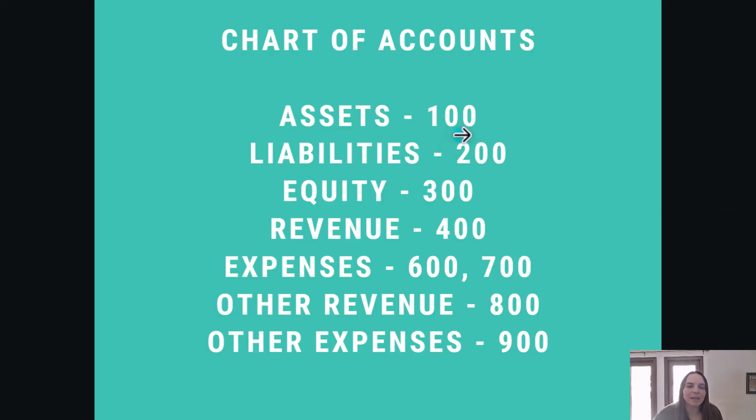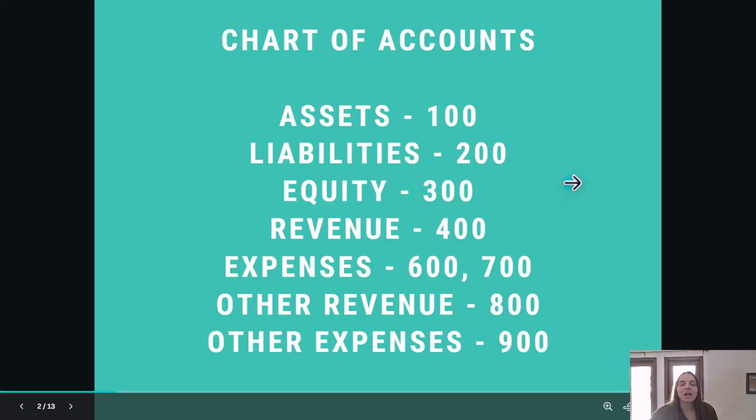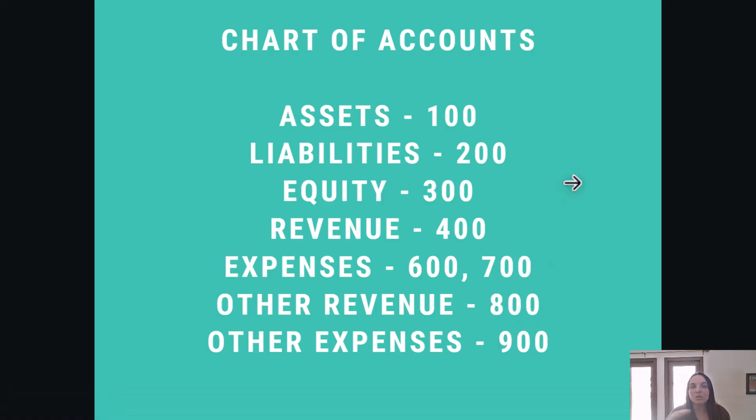Traditionally, in a chart of accounts, each account is assigned a number. Traditionally, assets run in the 100s, liabilities in the 200s, equity in the 300s, revenue in the 400s, expenses in the 600s and 700s, other revenue in the 800s, and other expenses in the 900s. Now, I want to go over this. One, you can certainly take this and add another digit on the end if you need it and have assets in the thousands. That's okay.